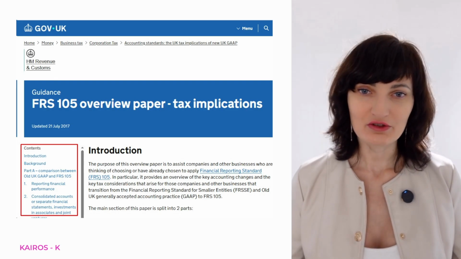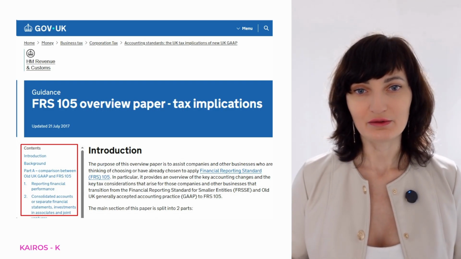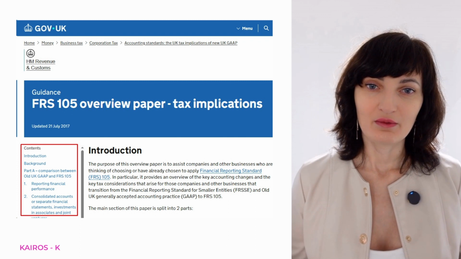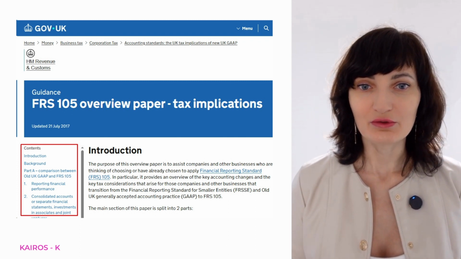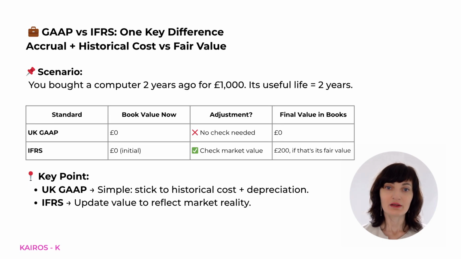But it's good to get a feel for it, because GAAP underpins your two main financial statements, the balance sheet and the profit and loss account. Both of them are built on GAAP principles, which, remember, differ slightly from IFRS. Here's one key difference. UK GAAP sticks to the accrual method with historical cost. IFRS, on the other hand, mixes historical cost with fair value.